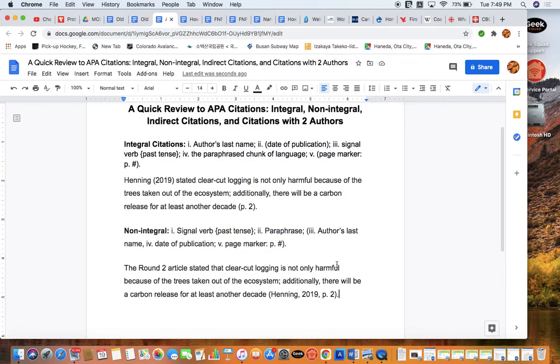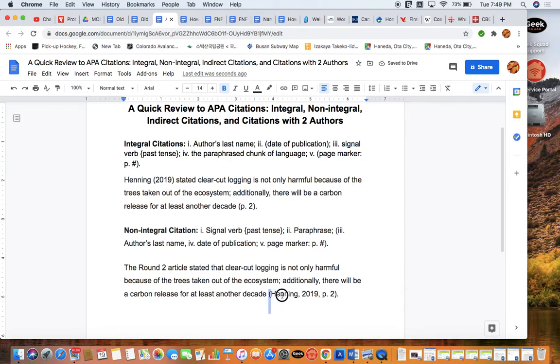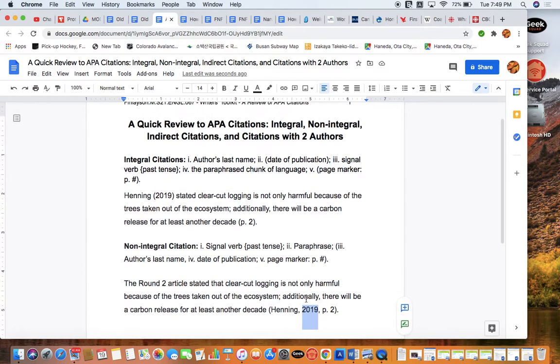So what you see is that these two are very similar to one another. It's just that it's about where you are placing the citation information. Are you placing the author in the subject position, as with integral, or are you placing it in the brackets at the end? Is the publication date going near the subjects section of the sentence, or is it living at the end?